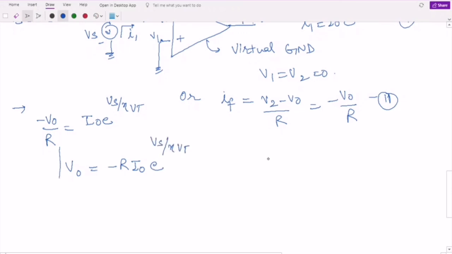So this is the output voltage in the case of my anti-log amplifier, or simply the exponential amplifier, where my input is available at the output in the exponential form. So this is my exponential amplifier. Is it clear now?